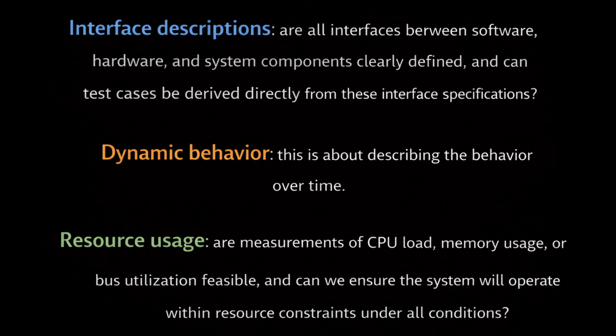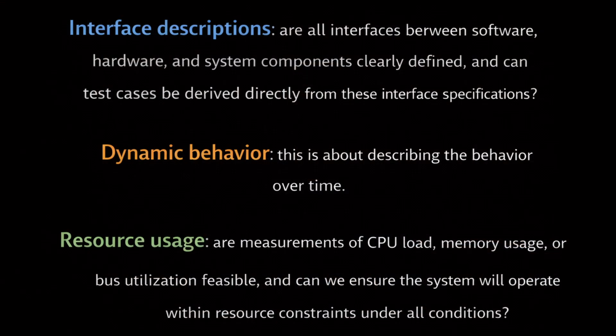Second, dynamic behavior. This is about describing the behavior over time. For example, is the ECU startup sequence fully documented and testable, and can we verify how components interact during normal operation, fault conditions, or system tests? In software engineering, the dynamic behavior of the software can be represented by means of state machines, sequence diagrams, etc.